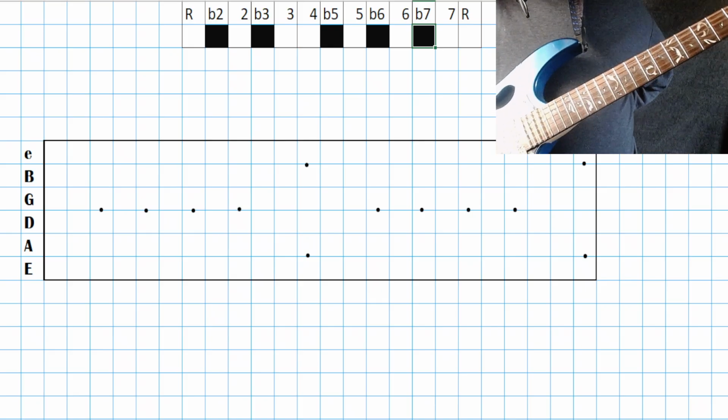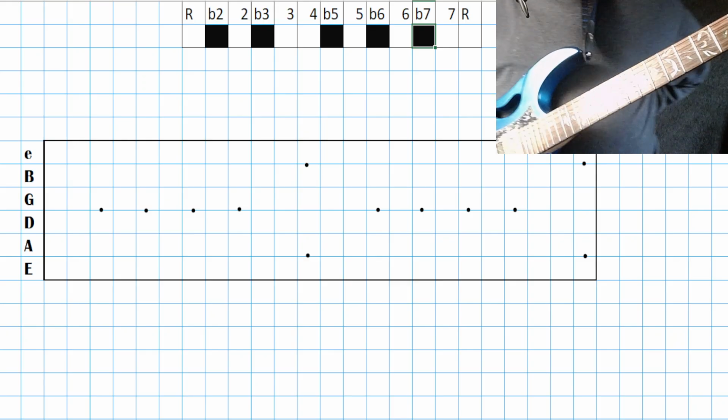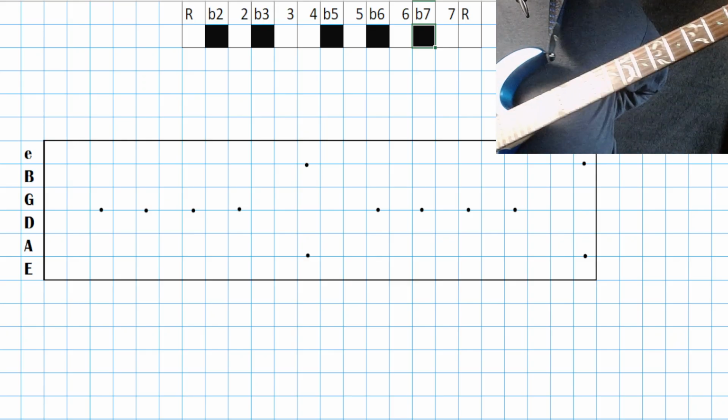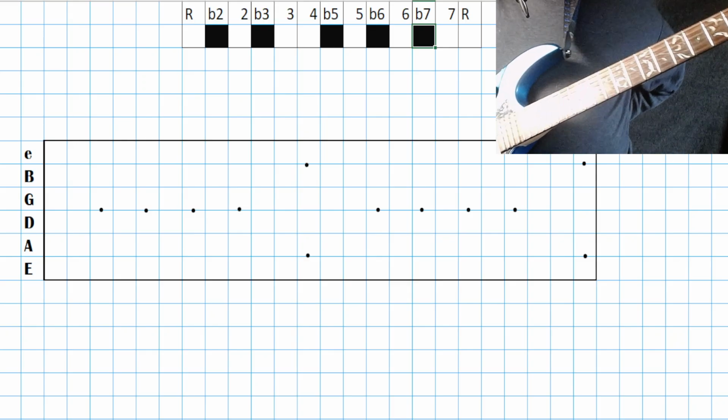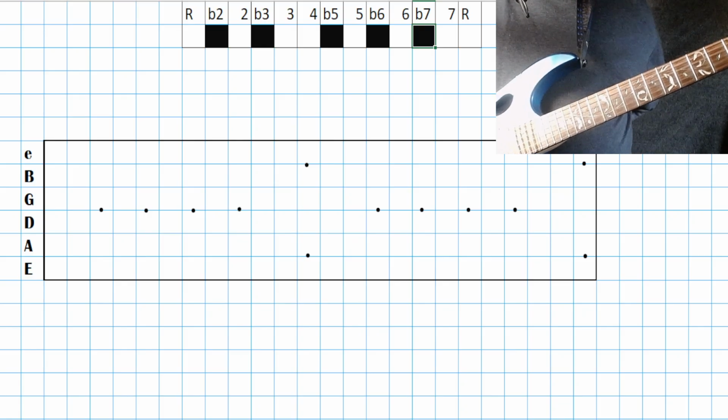If you're visualizing the circle of fifths like I am, at the bottom, that's going to be the brightest.